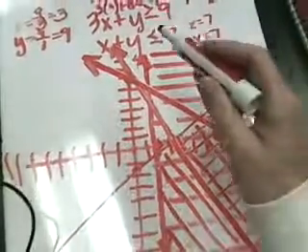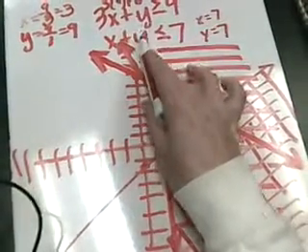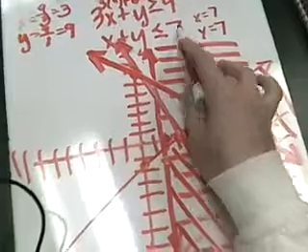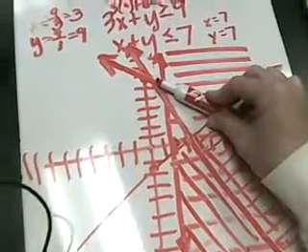Okay, now I've got to pick my shading. I can pick 0, 0. Is 0 plus 0 less than or equal to 7? Yes, it is. So here's 0, 0. Here's my line. Yes, it worked.